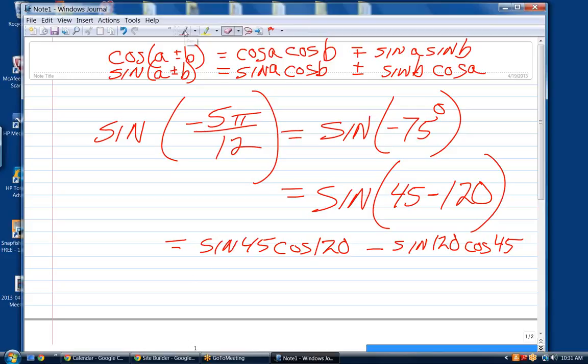Okay, so now what's this? Plug in numbers here. So we have root 2 over 2 times root 3 over 2 equals 1. Positive or negative?